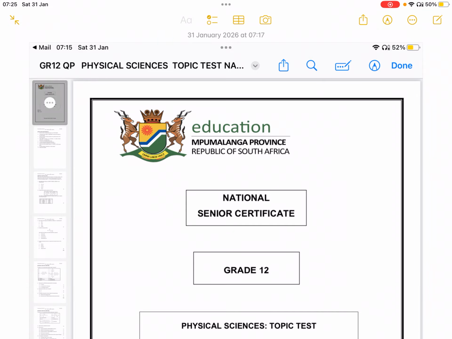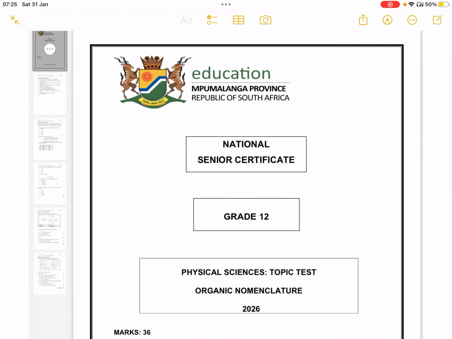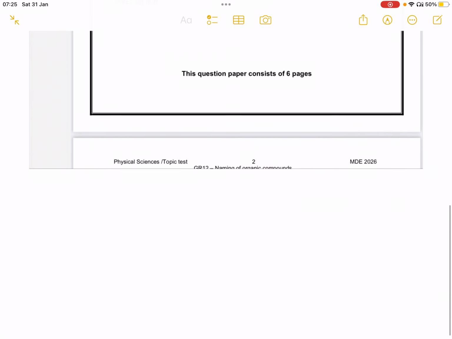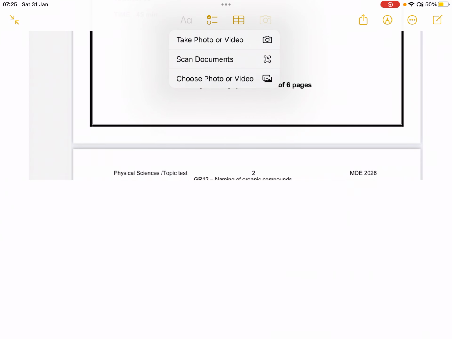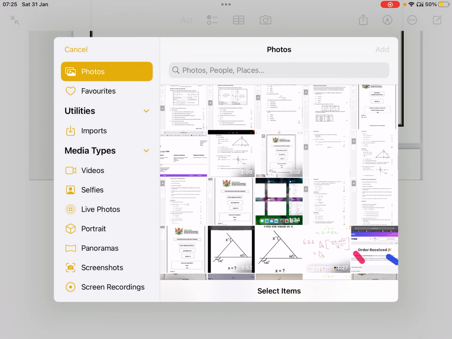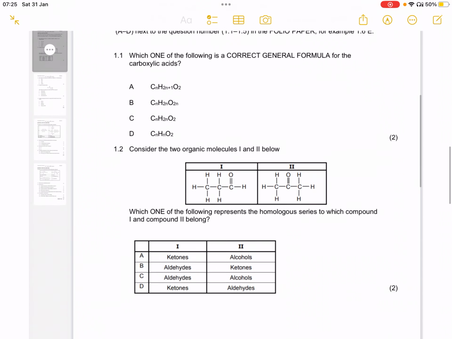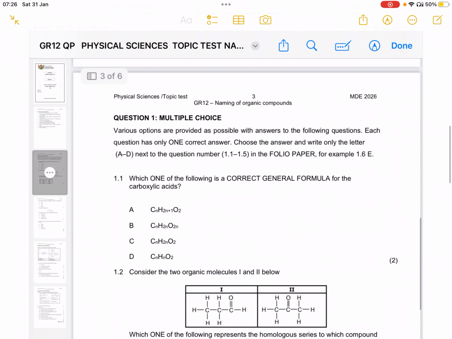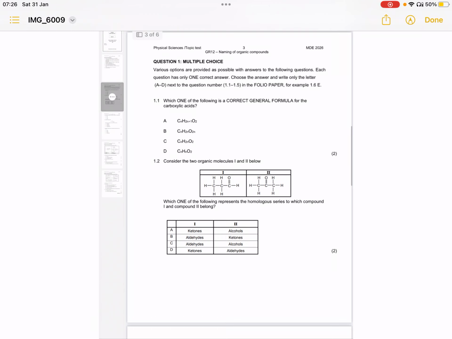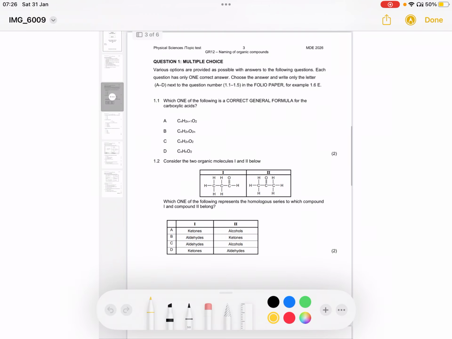And today we're looking at the physical science topic test in organic chemistry and organic nomenclature. So I'm just going to add the question, starting with question 1, which is a multiple choice question, and let's have it there. Right, so let's start off with 1.1. 1.1 says, which one of the following is correct?